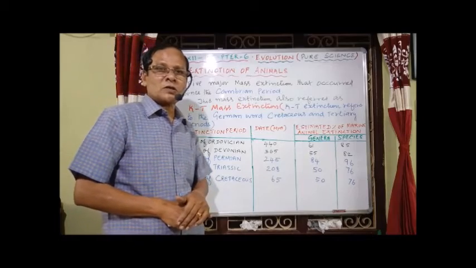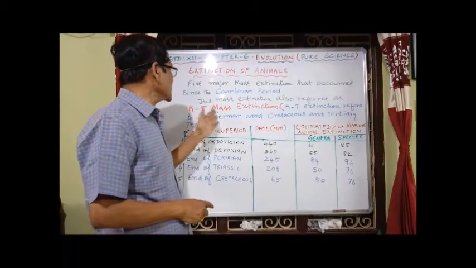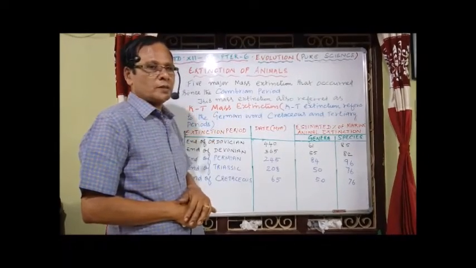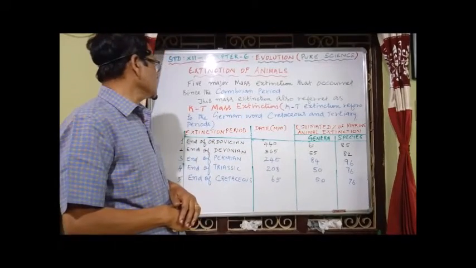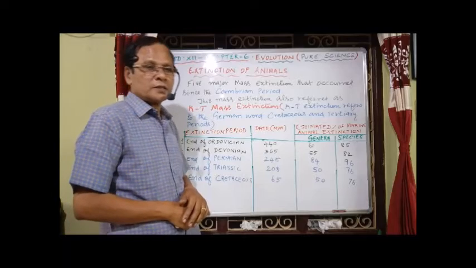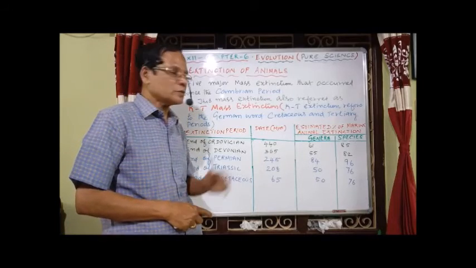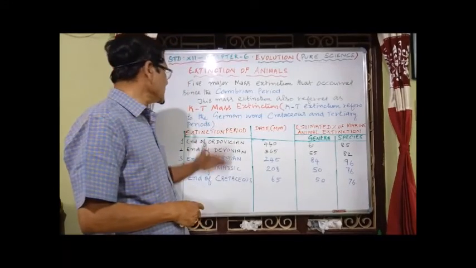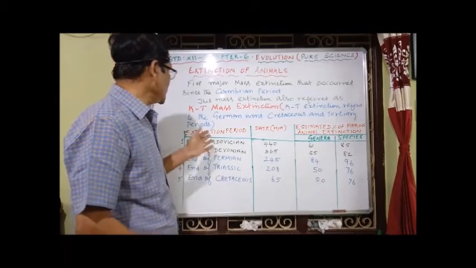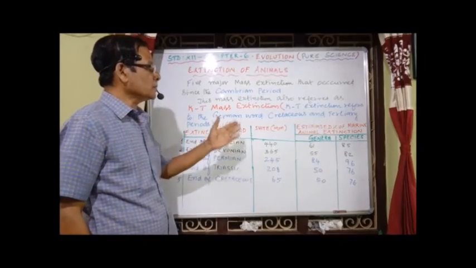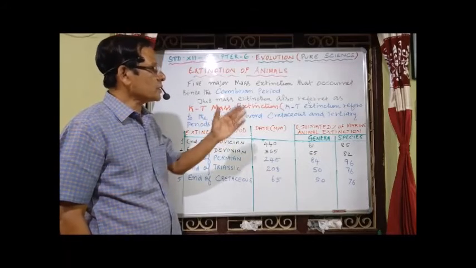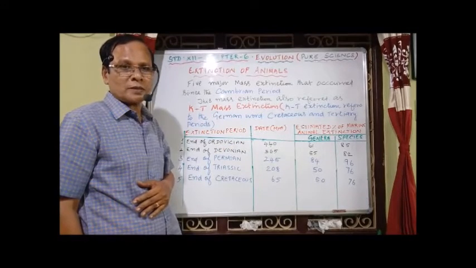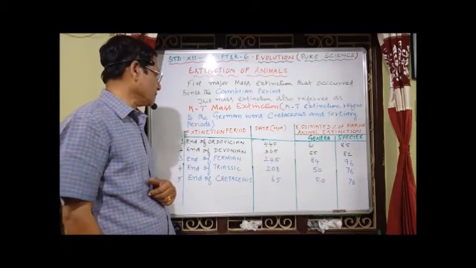This mass extinction is also referred to as the KT mass extinction. K and T come from the German word, that is Cretaceous, one of the periods of the Mesozoic era, and Tertiary period. Now here the extinction period date in million years ago, and the estimated percentage of marine animal extinction. 2/3 of the marine animals became extinct.